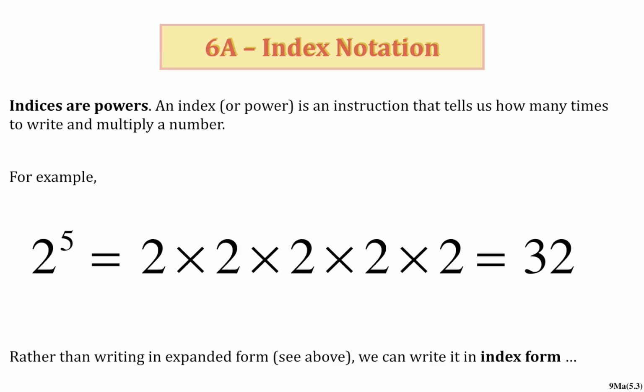So rather than writing the question in expanded form, we've got three forms here. This bit is called expanded form because we're just expanding it out with all the times signs. This part is called index form or power form, and this is called the basic numeral or the answer. So you've got the question in index form, expanded form, and you've got what the answer is.